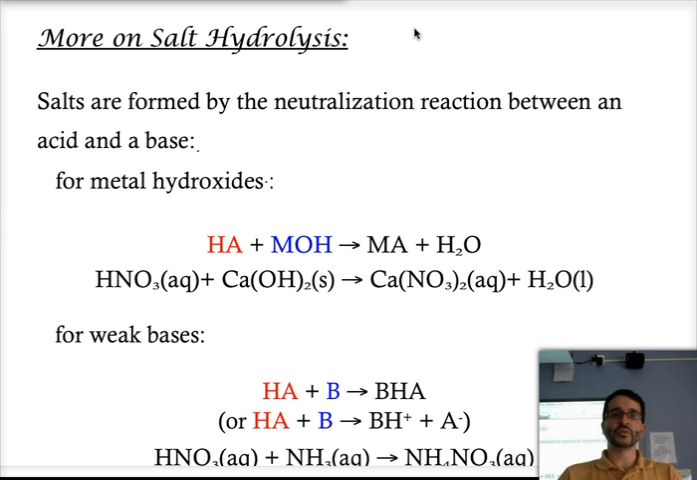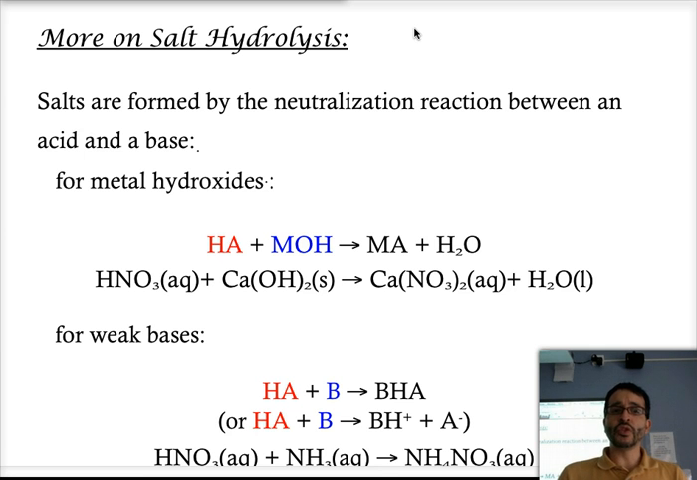I just wanted to remind you, salts are normally formed by the neutralization reaction between an acid and a base. It does not matter what that acid and that base are, whether they're strong or weak. Neutralization is the point at which the number of moles of H+ and the number of moles of OH- are equal to each other. So basically it's when you have equal amounts of acid and base that have been added together. That's when we get a neutralization.